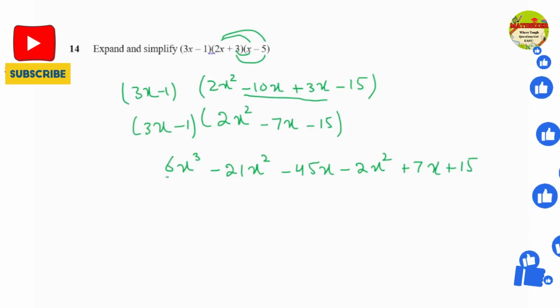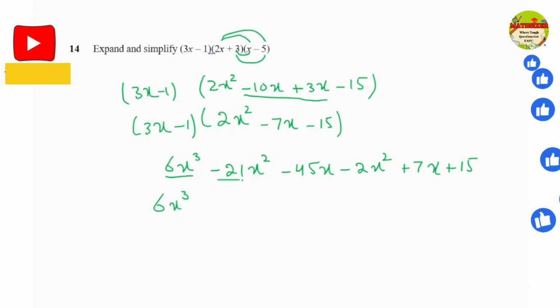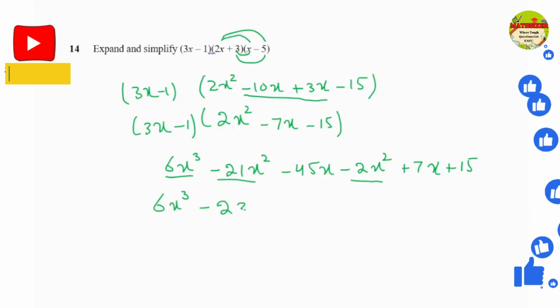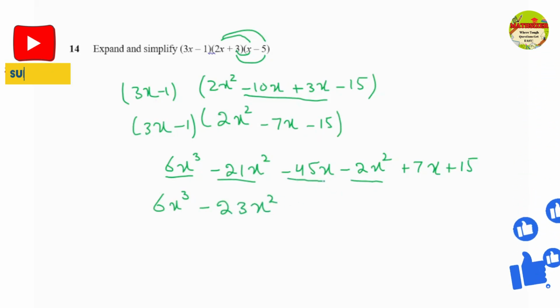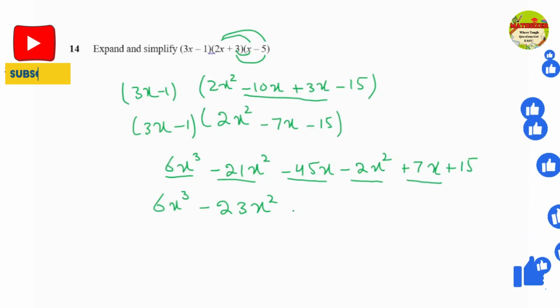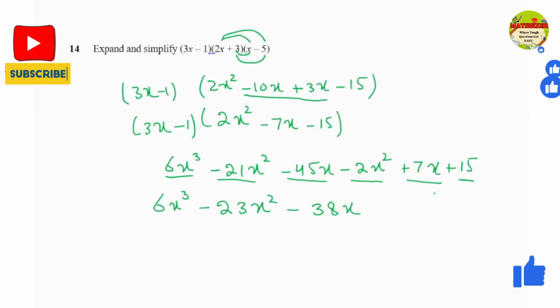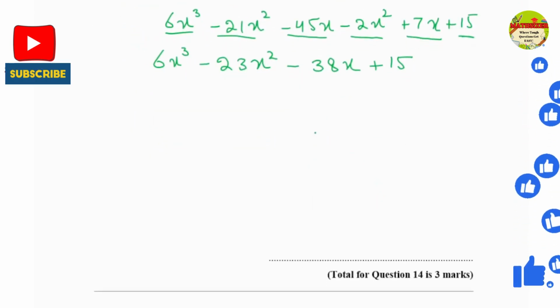Now we're going to combine the like terms. So we have 6x cubed, so this is minus x squared and this is minus x squared. That gives us minus 21 minus 2 is minus 23x squared. Then we have minus 45x plus 7x, that gives us minus 38x, and for the constant term we have only one term, which is 15. So it is a 3 marks easy question.